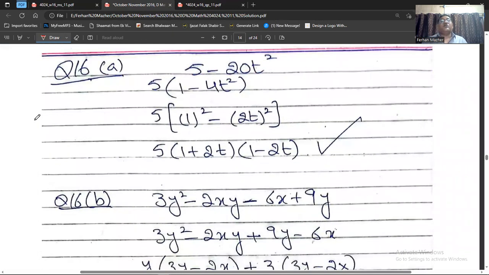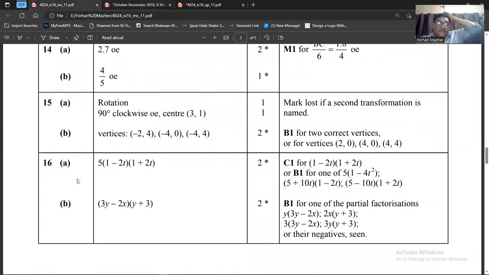You know, 1 and 4t square, they both are perfect squares. So 5 bracket 1 square minus 2t square, bracket close. So these are 2 perfect squares, and you have a negative between them. So you can write it as 1 plus 2t, and in another bracket, you will write 1 minus 2t. I'm using that formula which says a square minus b square is equals to a plus b into a minus b. So this is my final answer, 5 bracket 1 plus 2t bracket close bracket start 1 minus 2t bracket close. So let's see. Our answer is right.